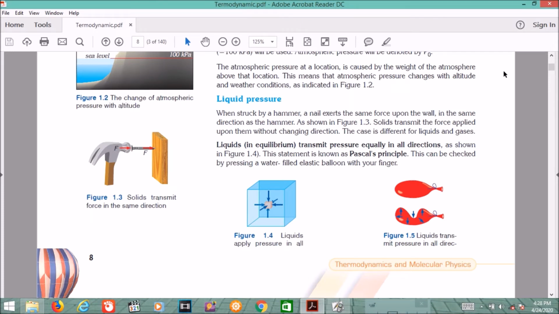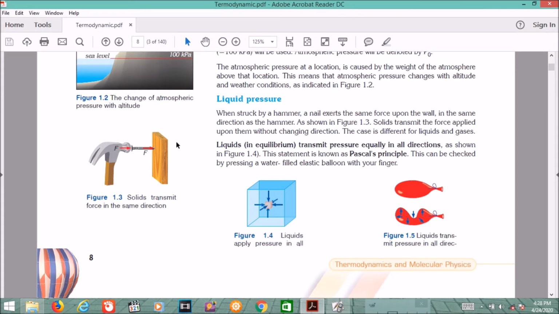If you see figure 1.3, this shows solid pressure. Solids transmit force in the same direction. When struck by a hammer, a nail exerts the same force upon the wall in the same direction as the hammer. The hammer gives pressure to the nail and the nail gives pressure to the wood. The important point here is that the force acting on it is in the same direction, directed to the right. So the pressure is also in only one direction, following the direction of force, directed to the right.